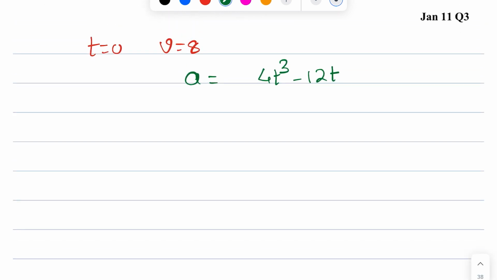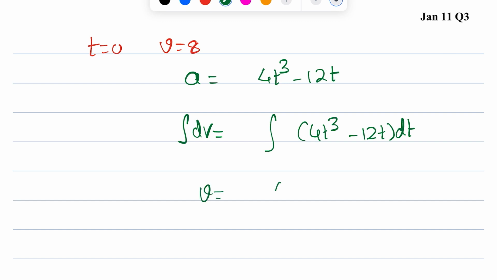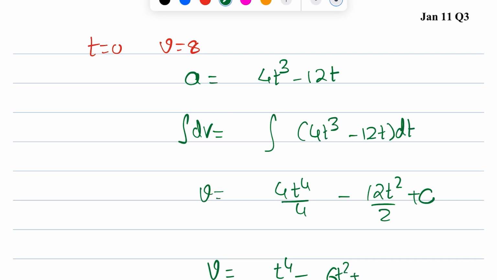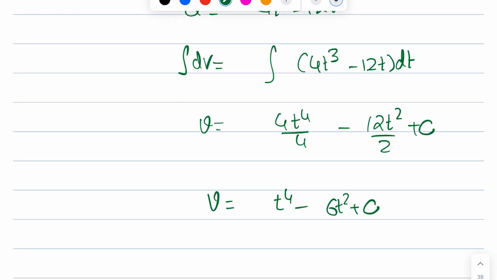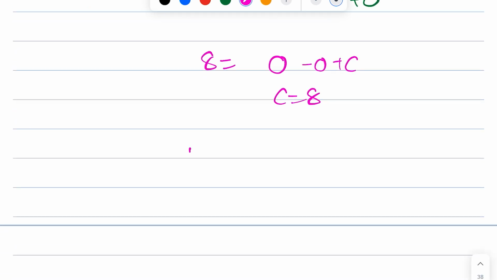In order to get the velocity, I need to do the integral. The integral of dv equals the integral of 4t cubed minus 12t times dt. So v equals 4t to the power 4 upon 4 minus 12t squared upon 2 plus c. So velocity equals t to the power 4 minus 6t squared plus c. But at t equals 0, v equals 8. So 8 equals 0 minus 0 plus c, c equals 8. So the equation of velocity is t to the power 4 minus 6t squared plus 8 meters per second.